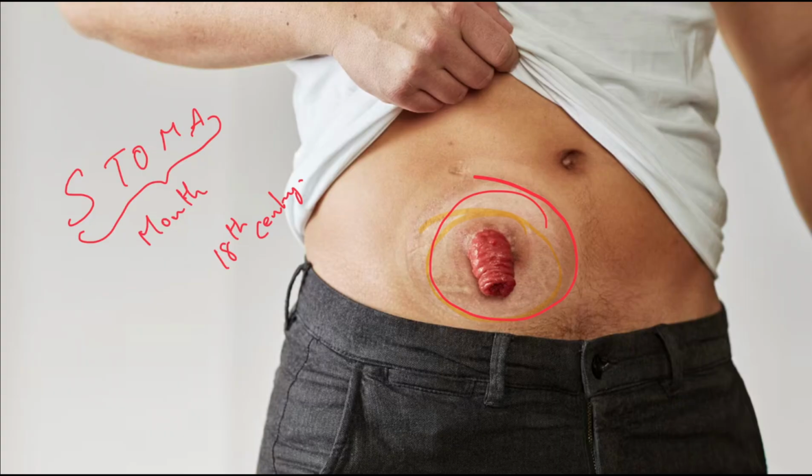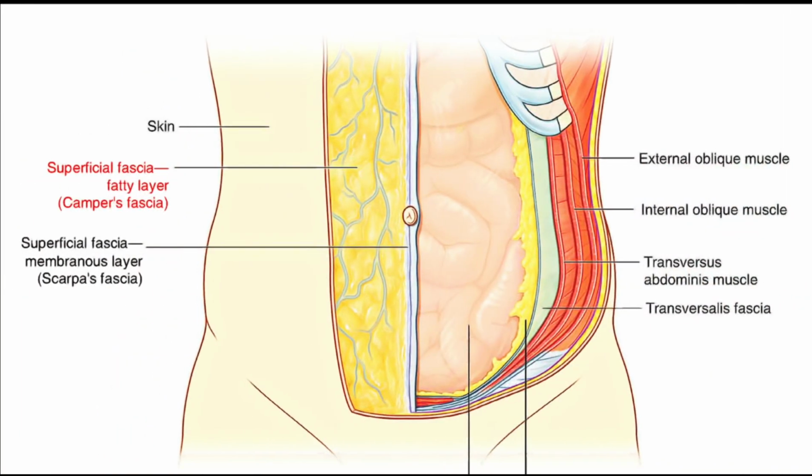For example, looking at the surgical anatomy, you can see the abdominal wall layers: skin, superficial subcutaneous tissue, Scarpa's fascia, anterior rectus sheath, rectus muscle, posterior rectus sheath, and peritoneum.